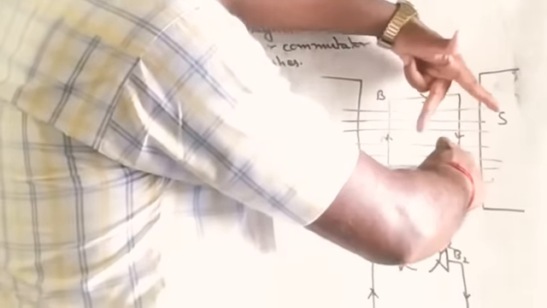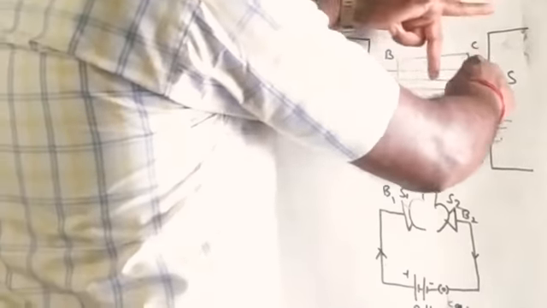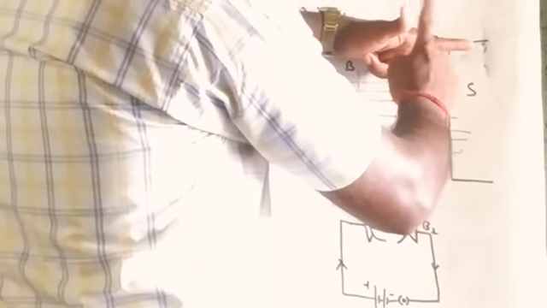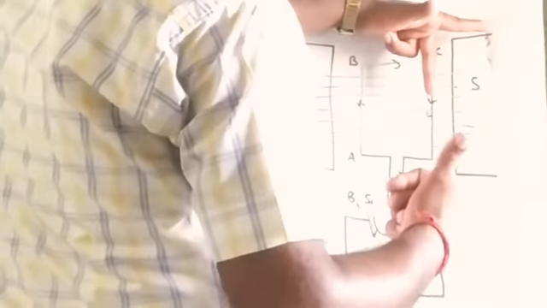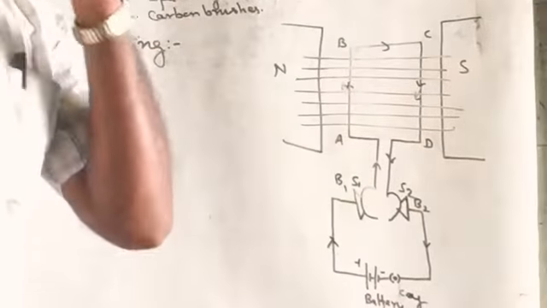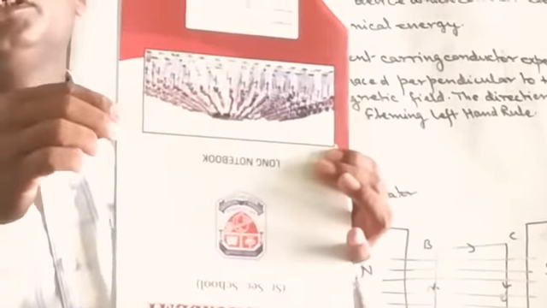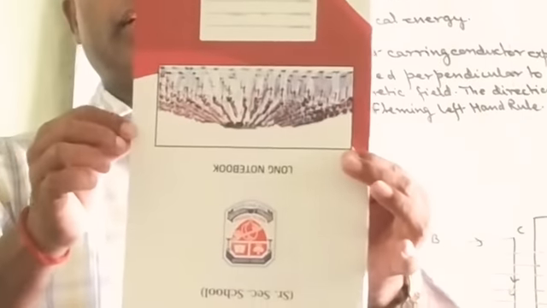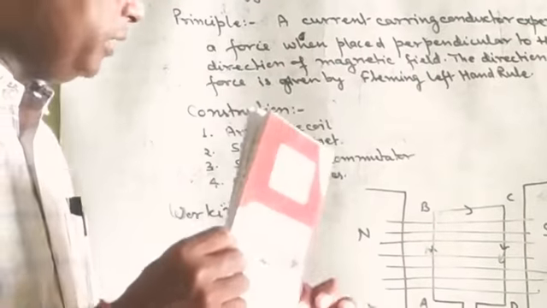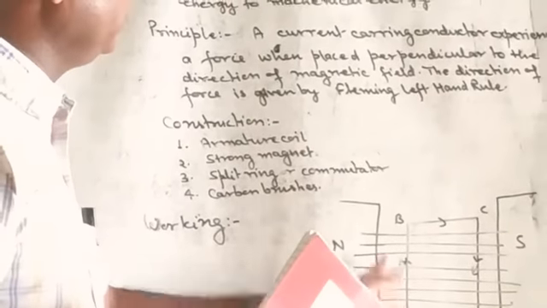This is the direction of current. This is the direction of the magnetic field lines, and the direction of force is upward, using Fleming's left hand rule. This is the direction of motion at this phase. If at that phase this side moves in the downward direction, then the other side is moving in the upward direction.